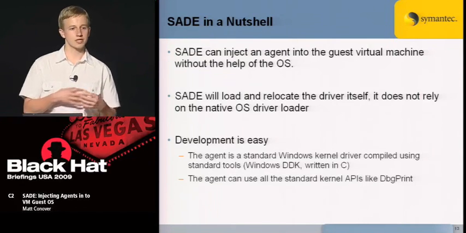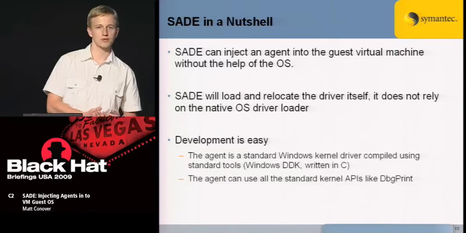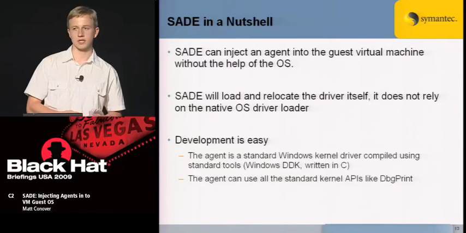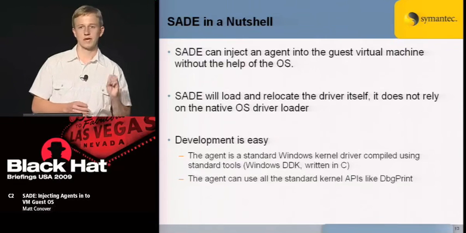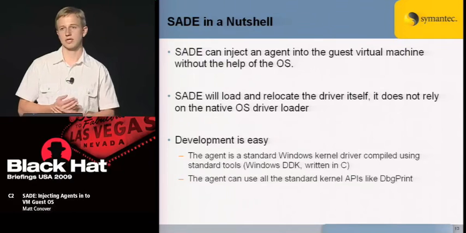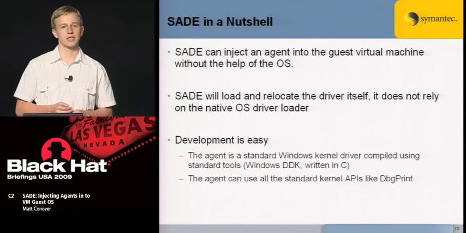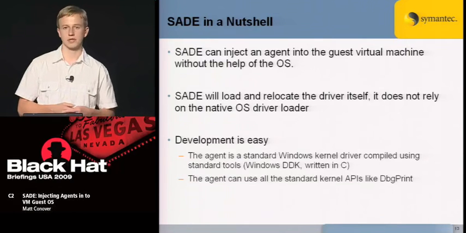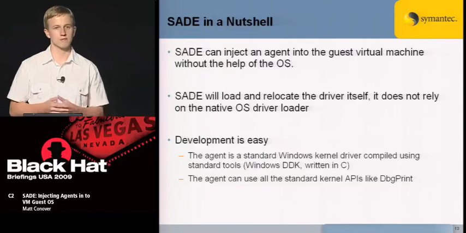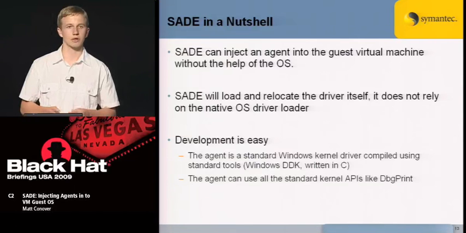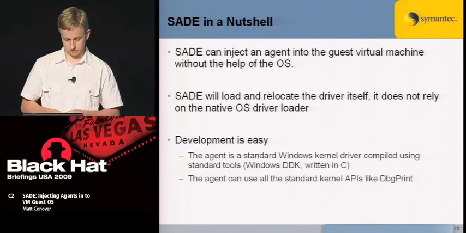Now, this obviously would be a weakness because if there was a rootkit, for example, inside the virtual machine, it could detect the presence of this driver and actually disable it. Or it could hook the API to load drivers, and it could simply interfere with the ability to load a driver. So in general, we don't want to rely on the OS to achieve this, because that makes it a weak point for malware to disable the agent.